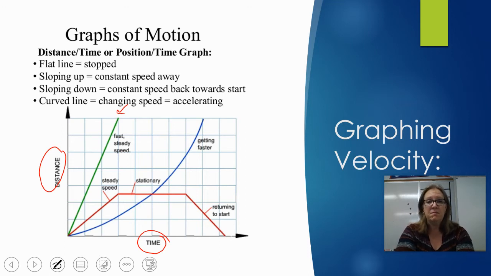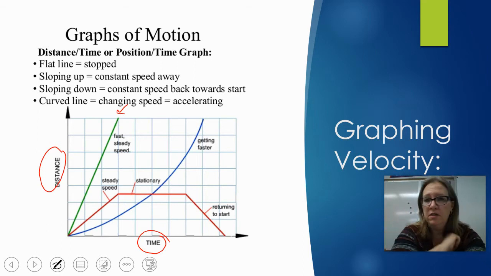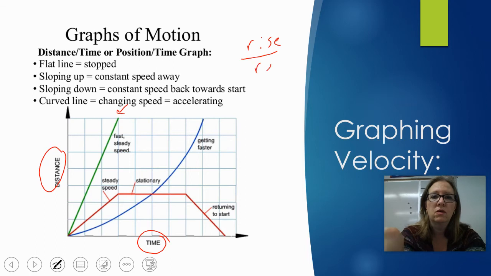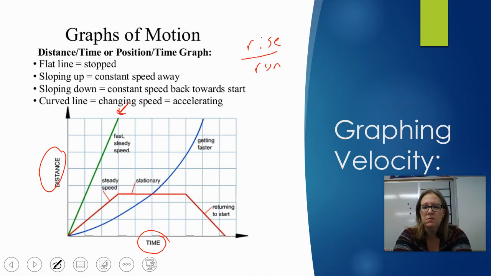My advanced math people, you know how to calculate the slope of a line, okay? I've got the rise over run. And so if I calculate the slope of that straight line right there, that's actually going to give me the speed, okay? But what about this curved line?